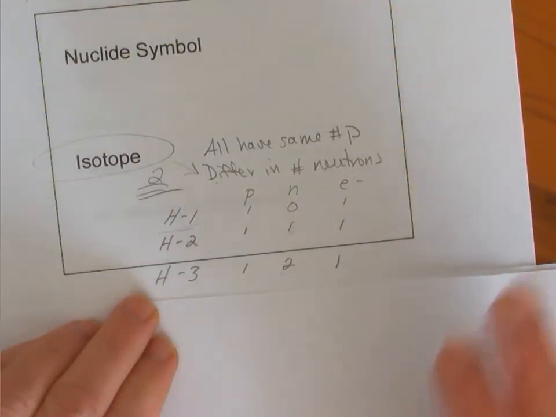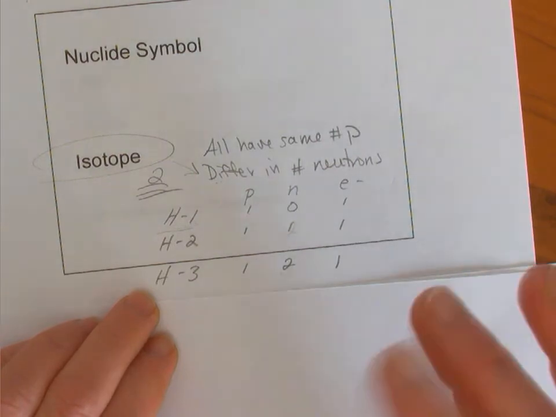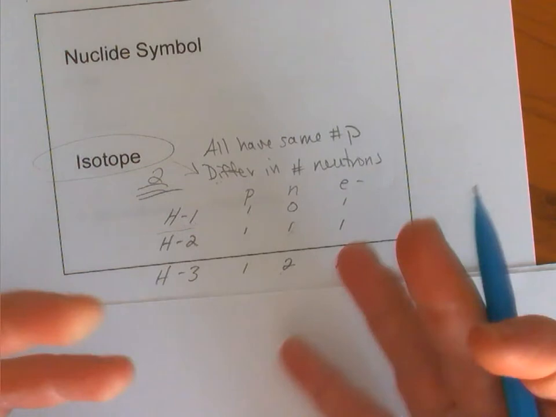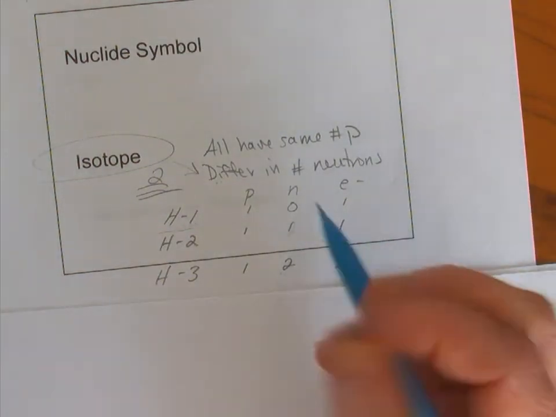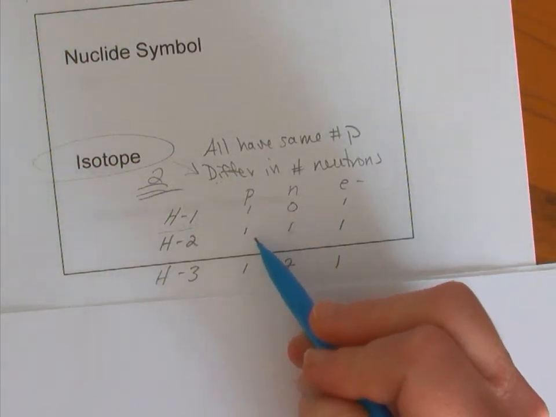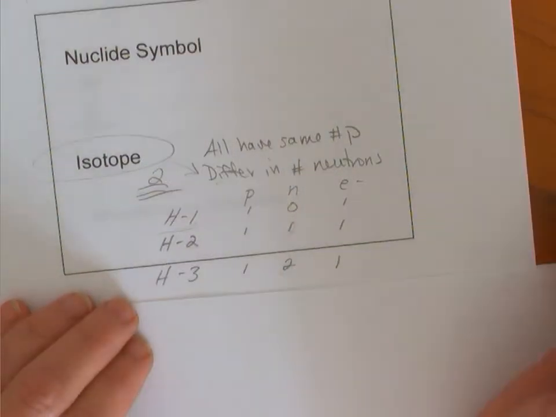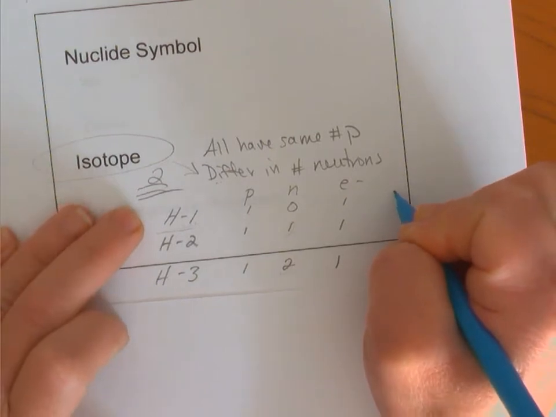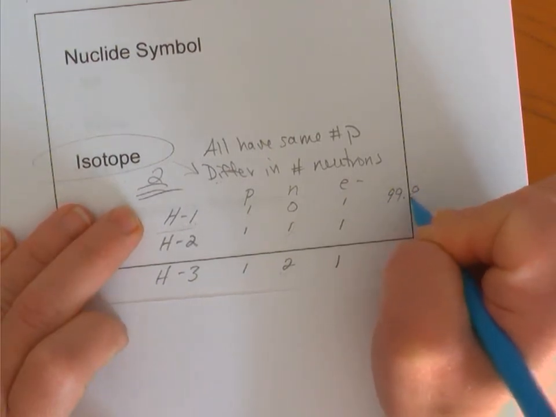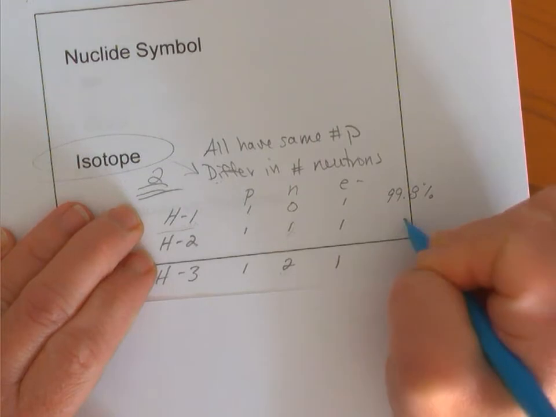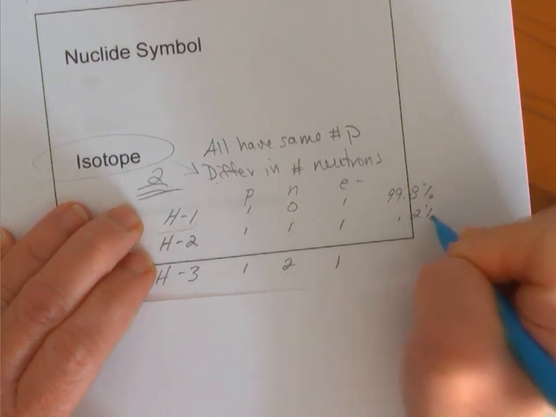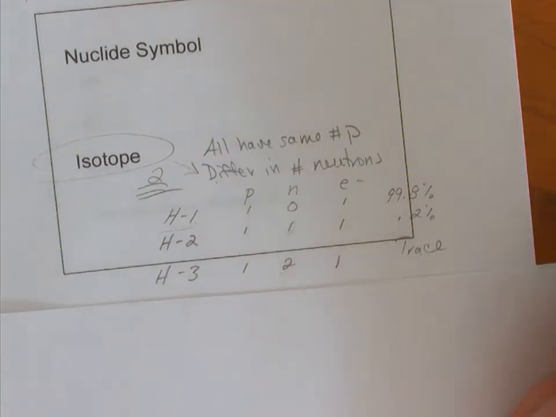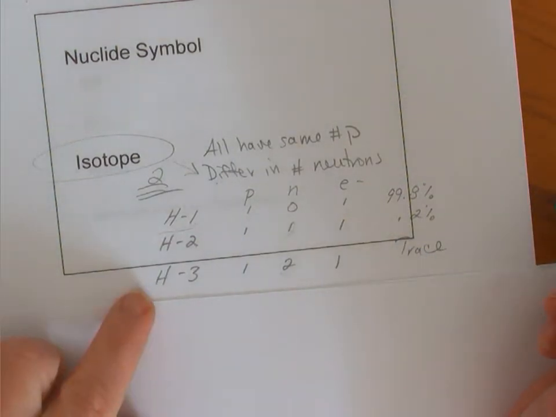Now, usually there is one version that is found more often. It has a lot to do with the stability of the nucleus, and that often is revealed in the ratio of protons to neutrons. Well, protium is found something like 99.8% of the time. And then deuterium about 2.2% of the time, and then we just find tritium in trace amounts in different compounds that contain hydrogen.